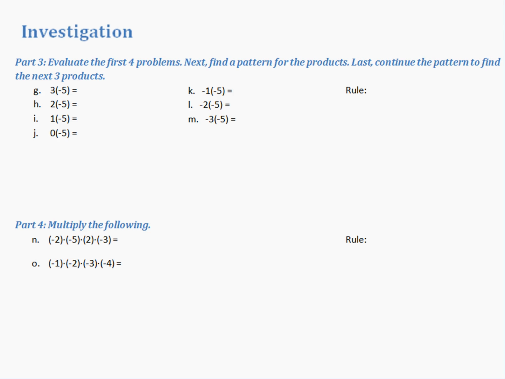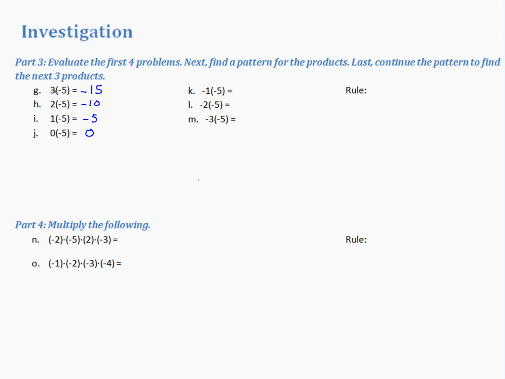So part 3, by the rules we just learned, a positive times a negative is negative, so 3 times negative 5 is negative 15. 2 times negative 5 is negative 10. 1 times negative 5 is negative 5. And 0 times negative 5, we read in our rules earlier, 0 times anything is 0. So as we work down 3, 2, 1, 0, we're counting up by 5s: negative 15, negative 10, negative 5, 0.